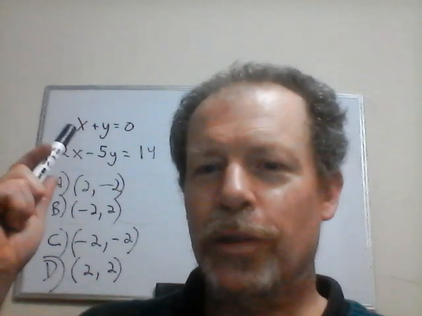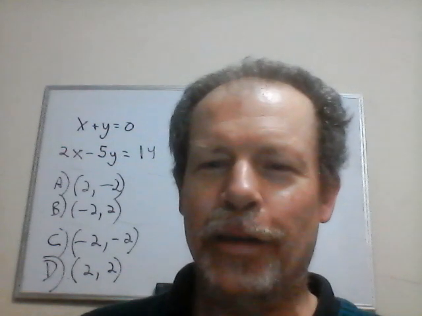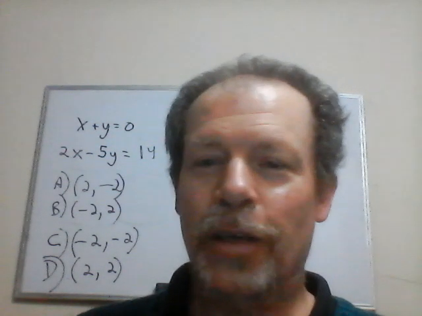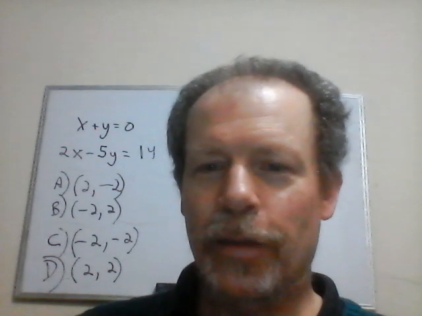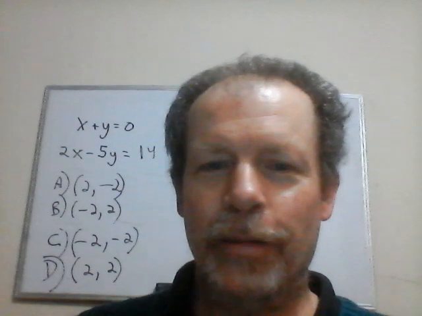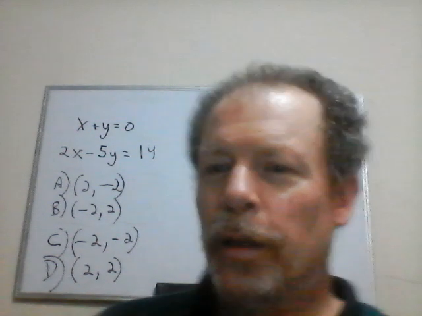The equation x plus y equals 0. Before you waste that by combining it with the other equation, it tells you a lot. What does it tell you? It tells you that x and y are not equal. If they were, the only way they could be equal is if they're both 0, and there are no zeros in your answers. So right away, you know that x and y are not equal.